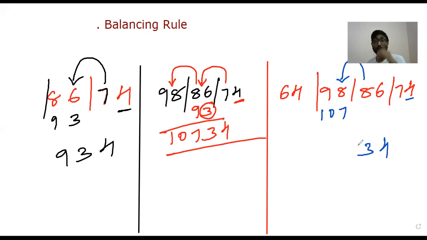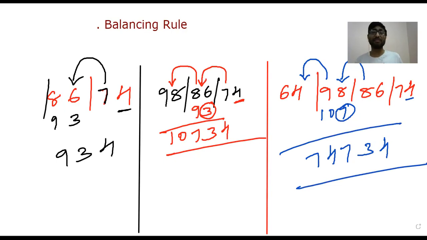107. Right? So the 7 is the answer, and the 10 will be the carry. 10 plus 64 is 74, which is the answer. Very simple. Only for understanding, I gave you the method.